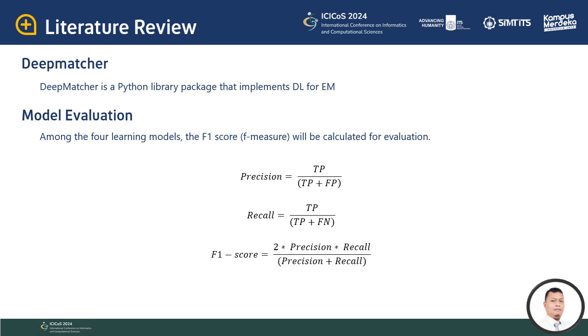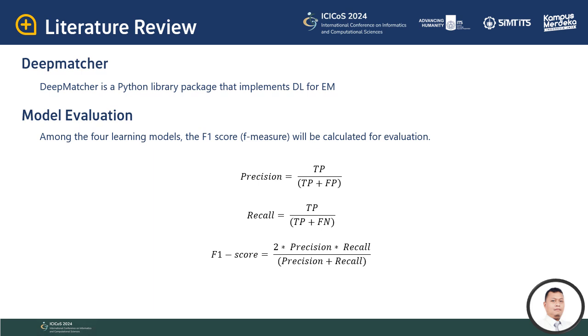Next, let's talk about DeepMatcher. DeepMatcher is a Python library that implements deep learning for entity matching. Our evaluation focused on calculating the F1 score among 4 learning models: SIFT, RNN, attention, and hybrid.